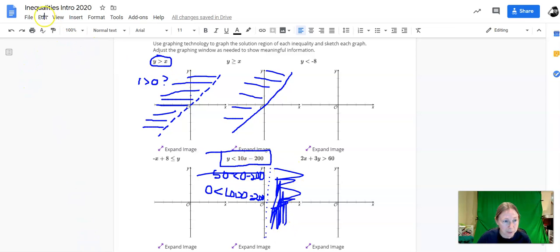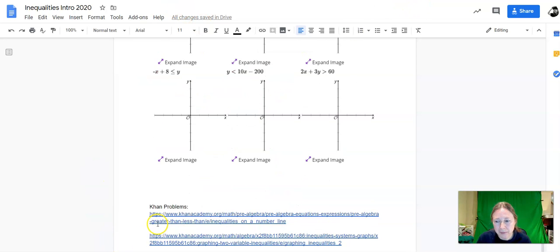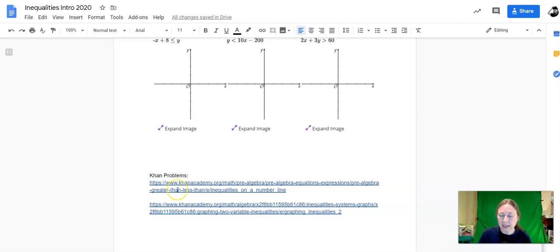For your practice problems for this problem set, you will do some Khan Academy exercises. The first set is just graphing inequalities on a number line, one variable. Remember, open circle if it's greater than or less than, closed circle if it's greater than or equal to or less than or equal to, and then shade in the part of the line that represents the solution set. And then you'll do one problem set on graphing two variable inequalities using the dotted line or the dashed line and shading in the half of the graph that represents the solution set.